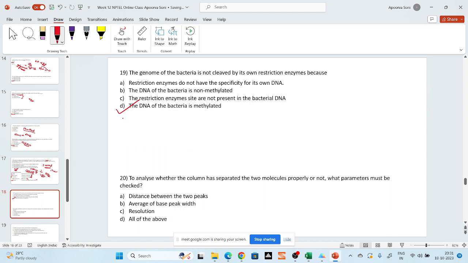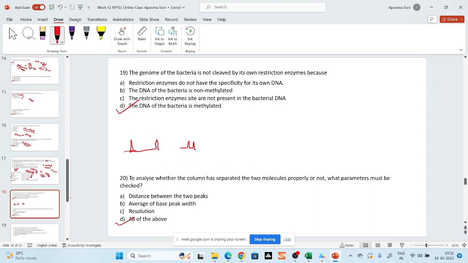Okay. The next question is: to analyze whether the column has separated the two molecules properly or not, what parameters must be checked? Distance between the two peaks, average of base peak width, resolution, or all of the above. All of the above. Why do you think all of the above and not just one of them? Because all those factors are necessary to make sure that the separation has been done properly.